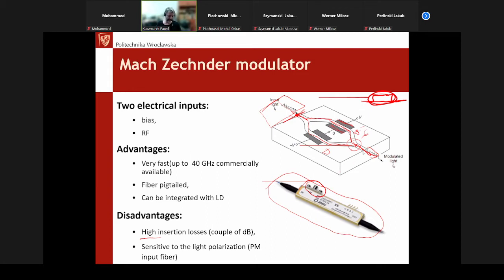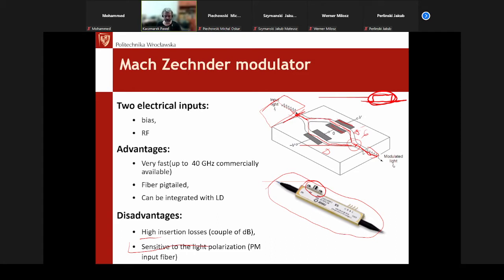It isn't so important, because typically we are putting such modulators directly after the laser, so we can simply increase the power of the laser just to compensate for it. And the second disadvantage, they are sensitive to the polarization. So they are required to use PM fibers on the input side. But this solution, I mean this Mach-Zehnder modulator, is the most commonly used modulator for modern telecommunication systems, especially for these, let's say, standard ones.